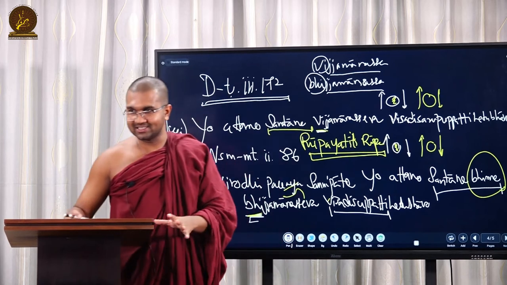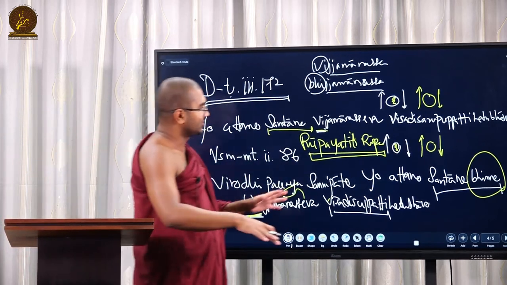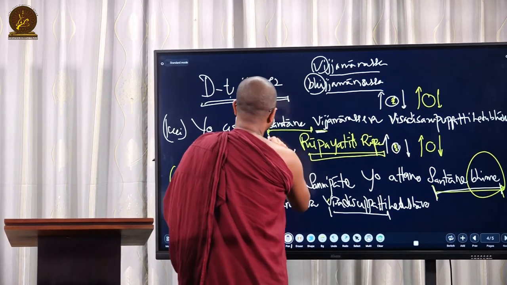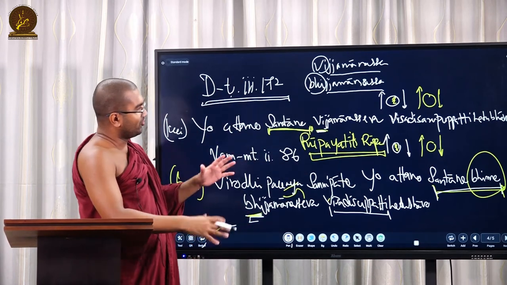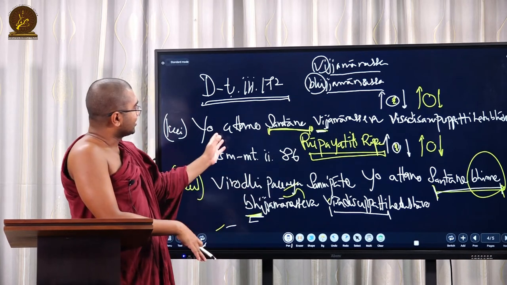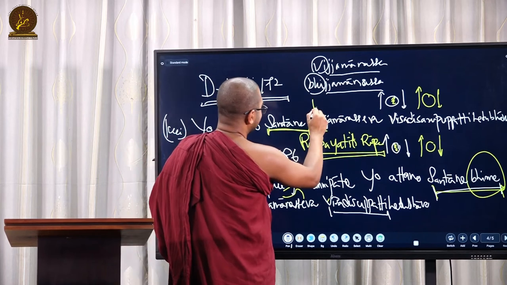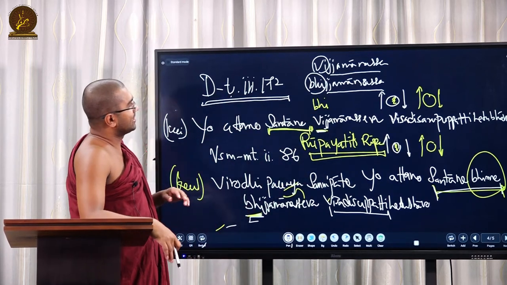So, as you said, this was the real confusion. I had a long discussion with Venerable Vijitananda Abhivansa about this matter. It shows that, as you said, this is a lakkhana, and this is a normal locative case. So how do we match them? Now, vijjamana, just leave it apart. Attano santane vijjamanas. So if we bring vijjamana here, for example, attano santane vijjamanas.